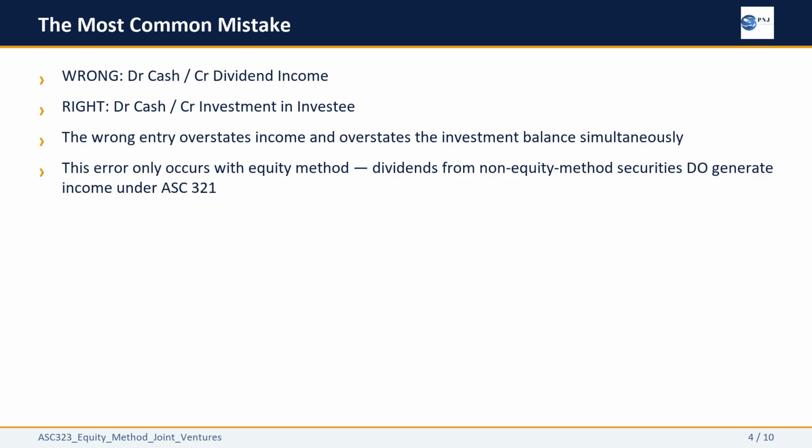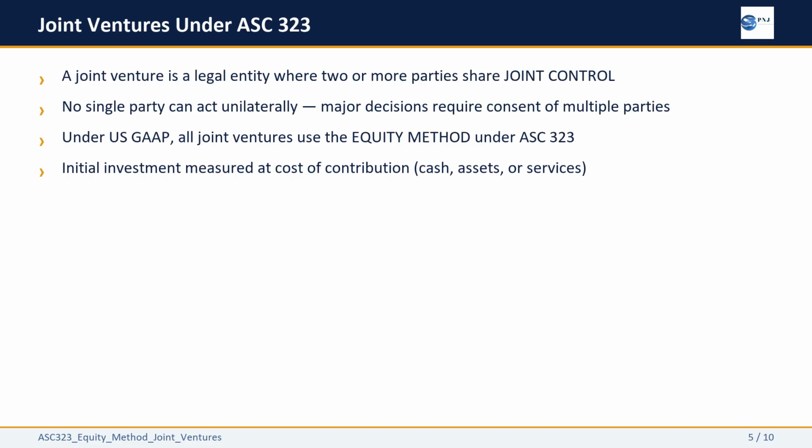Keep these two standards clearly separated in your mind, and the next section on joint ventures will reinforce exactly why this distinction matters. Now let us turn to joint ventures. The defining characteristic is joint control. No single investor can make major decisions alone. Every significant move requires the agreement of the other venturers.